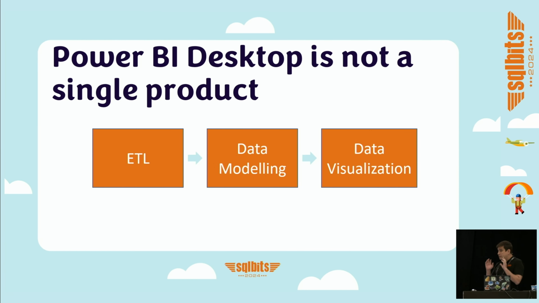First of all, when we talk Power BI Desktop, it's not a single product. It's made of several products. Three of them are the core: the one that does the ETL part, the one that handles the data modeling, and the one that handles the data visualization. Power Query, the semantic model, and then the Power BI report itself.